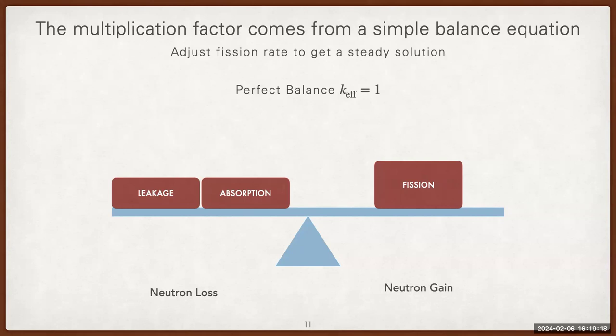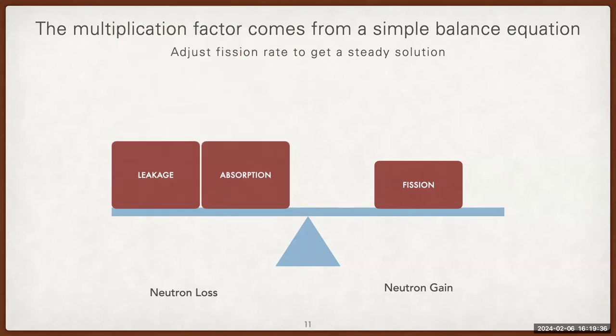Because these are ways to lose neutrons, that's got to be balanced by the production of neutrons from fission. Okay? And so when these things are perfectly aligned, that's when we have this K factor of one, or multiplication factor of one. But if the leakage inappropriately gets too large, then that side of the balance is going to want to fall down. So we have to put our finger on the scale there and force there to be more fission.